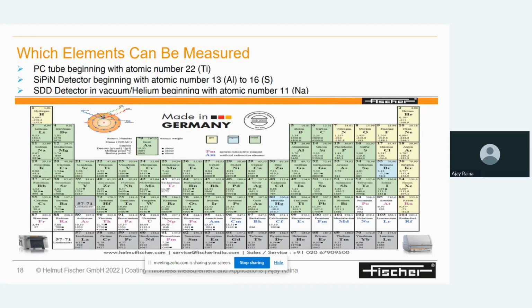For example, if you want to check aluminum, silica, or magnesium, then we recommend an SDD detector with a helium purge option or a vacuum option, where we can remove the air from the chamber, because air also contains gases which will absorb the electrons coming from the sample, and it can reduce your count rates. To overcome this type of problem, we can add a vacuum option or a helium option, and we can do the analysis from sodium itself.